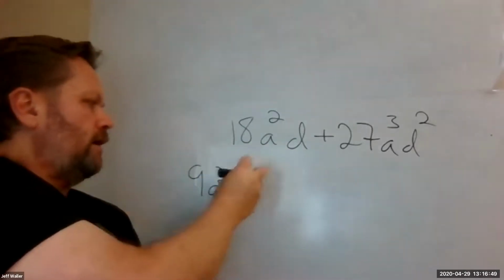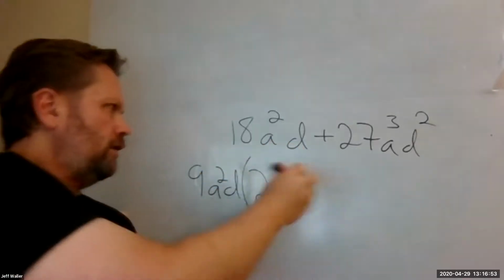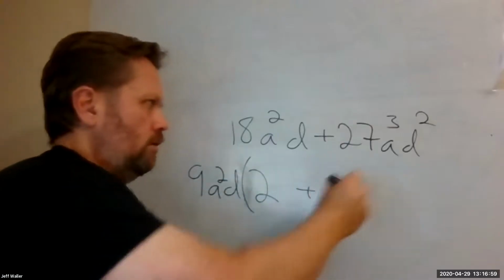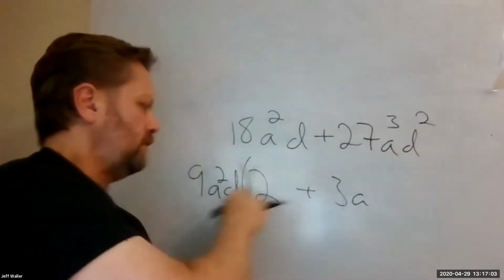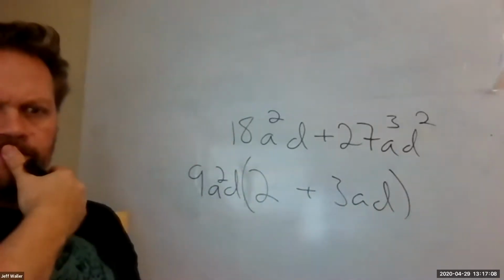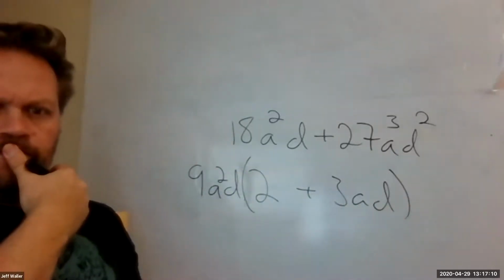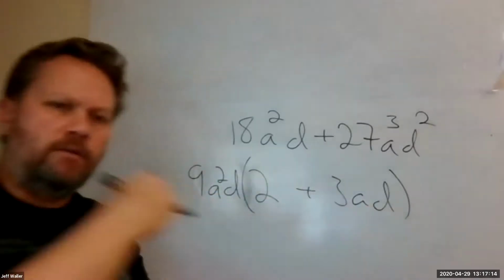18 divided by 9 is 2. I had 2 A's, I took them. I had 1 D, I took it. 27 divided by 9 is 3. I had 3 A's, I took 2, I got 1 left. I had 2 D's, I took 1, I got 1 left. How do you check it? You multiply it back in.